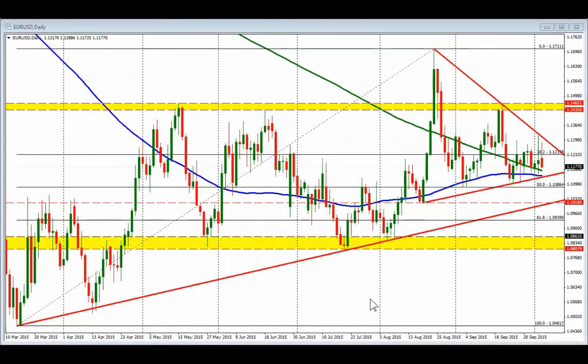This is a quick look at the euro versus US dollar. Let's start off with a daily chart. We have a trend line connecting most recent highs here. On Friday, we came up to the top side trend line, found resistance.